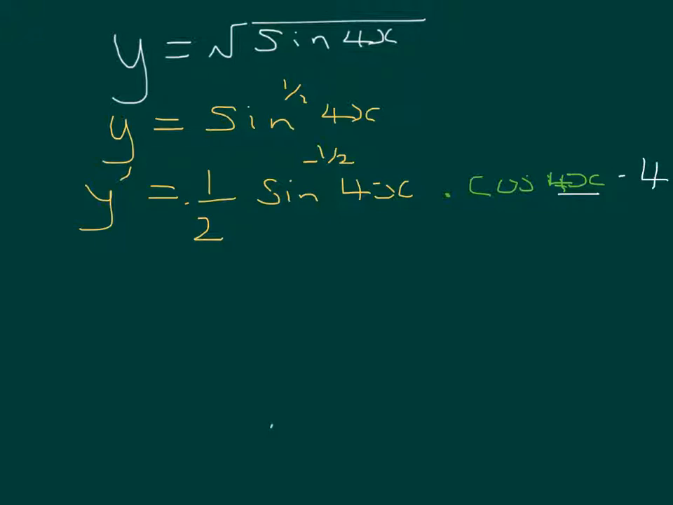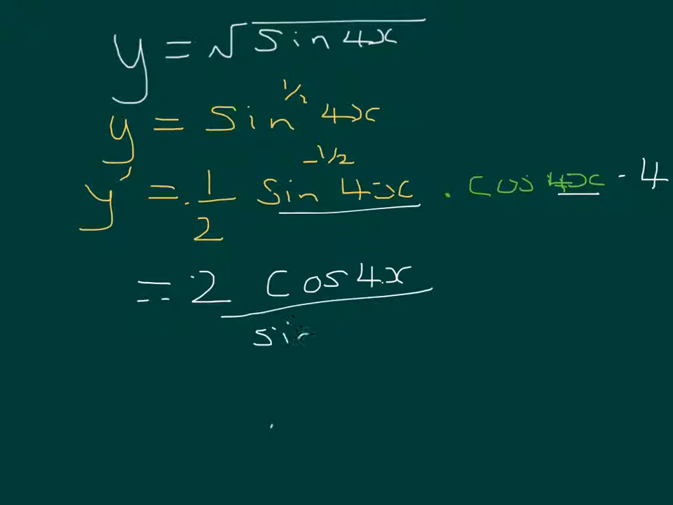So my final answer is going to be, well, 4 times a half is 2. And then I've got cos 4x on the top. And because this is minus, I can put this all over sine 4x. And because it's minus a half, all over root sine 4x.